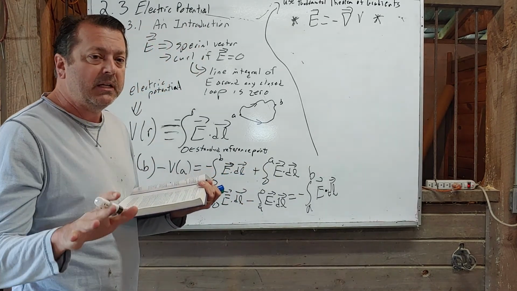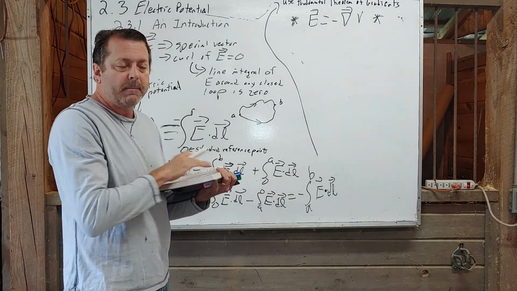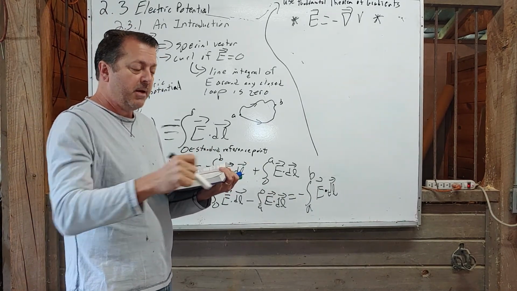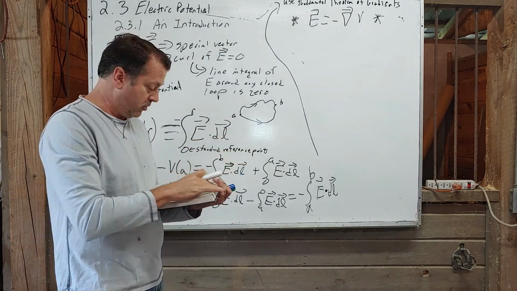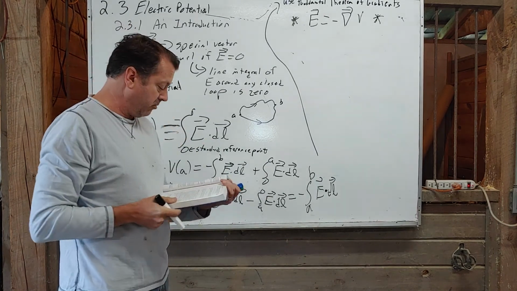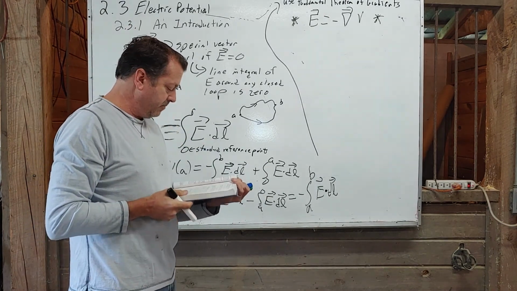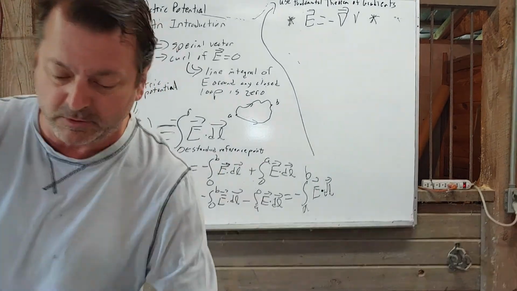The change in potential between 2 points in an electric field is still the same. It doesn't matter what path you take to get there. You still have the same potential. Okay? Now, that's section 2.3.1. I'm going to turn it off, and we're going to look at comments on potential.